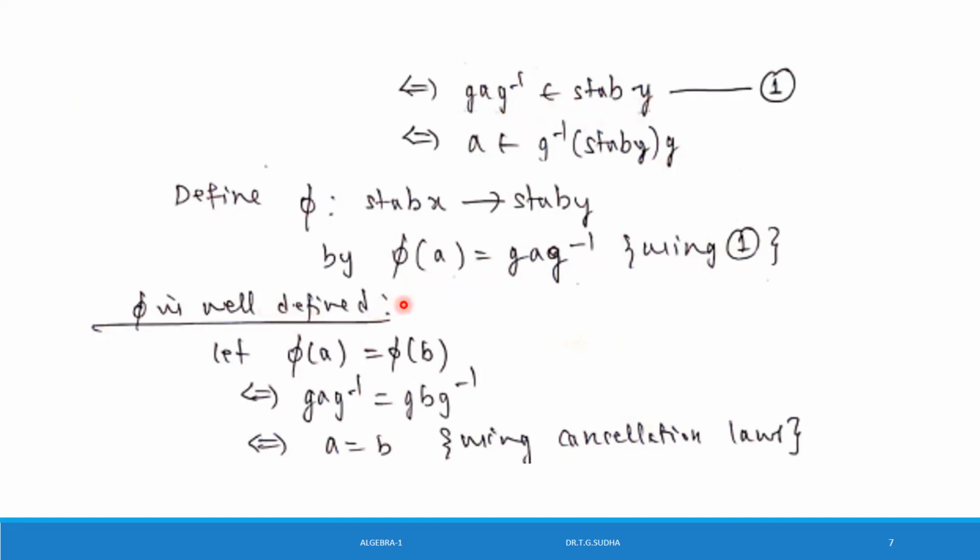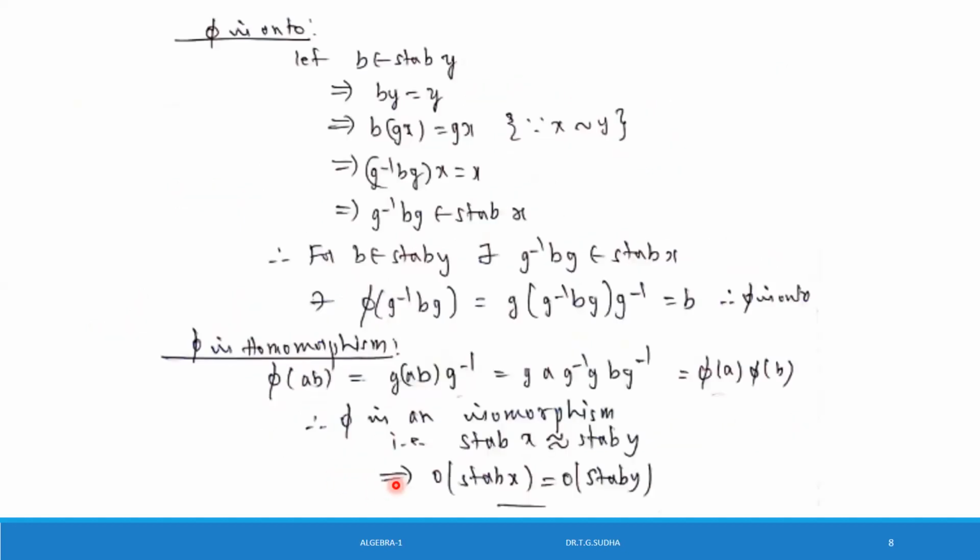To show that phi is well defined, let the two images phi of a is equal to phi of b. By the definition of phi, this can be written as gag inverse is equal to gbg inverse. Since all these elements belong to group G, we can use cancellation laws and we can write a is equal to b. Therefore, phi is well defined.